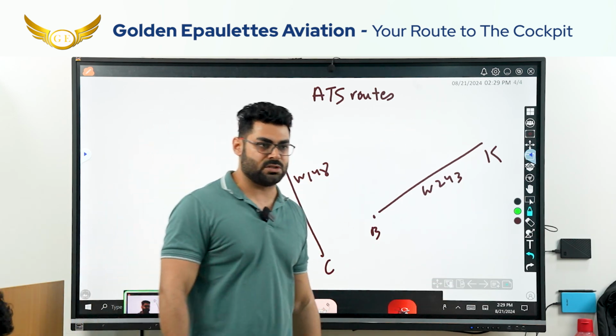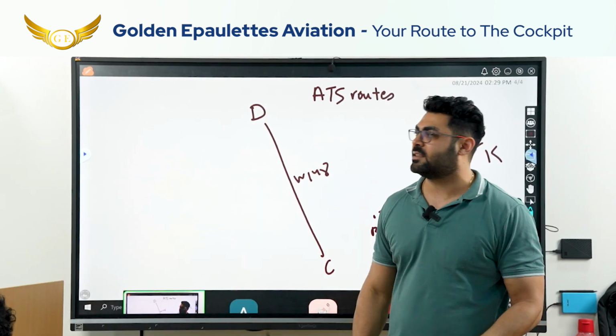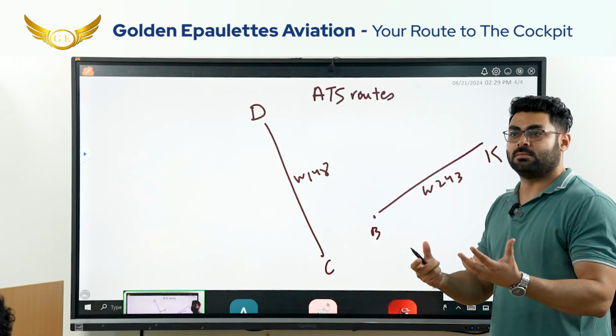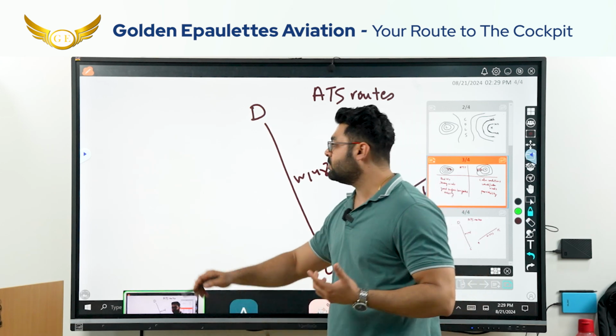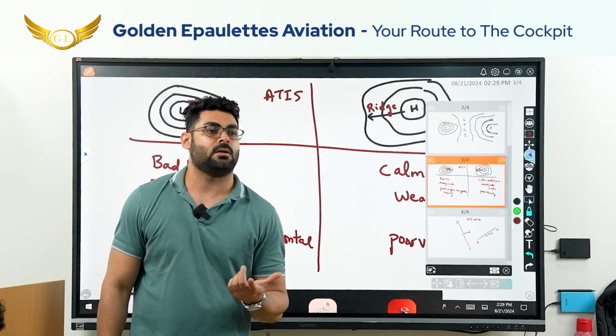Earlier, we didn't have ATS routes. We used to look at the surface charts and then we used real navigation. Real navigation hoti thi us samay. That time, they used to do real navigation by looking at the pressure systems which are happening.